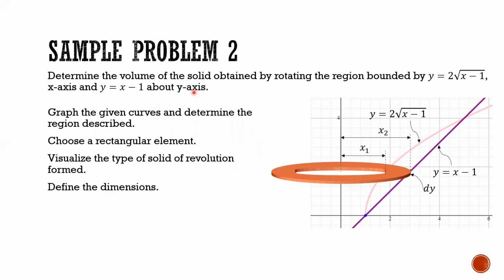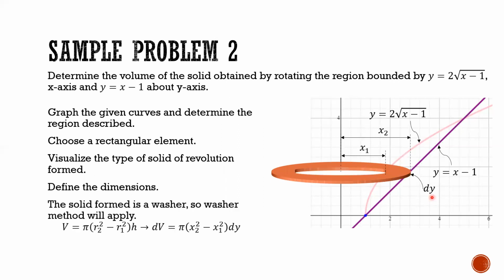So let's define the dimensions. The inner radius is represented by x1. The outer radius is represented by x2. And the thickness is represented by dy. So the washer method will apply. Recall the formula of the washer: volume equals pi times r2 squared minus r1 squared times h. So therefore, from the given graph, we have dV equals pi times x2 squared minus x1 squared times dy.